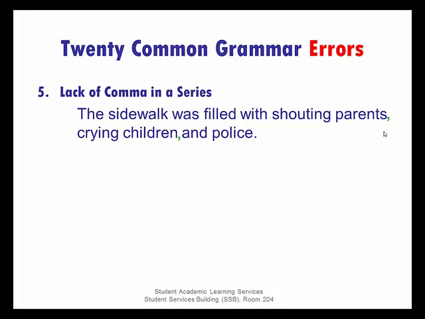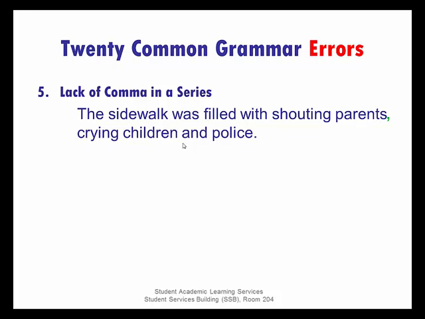The reason the second comma, if you look here, we put a second comma in here. Sometimes this comma is considered optional. However, in this case, it helps to clarify the meaning that there are 3 distinct groups. We have shouting parents, crying children, and police. Without that second comma, we would have shouting parents, crying children and police.